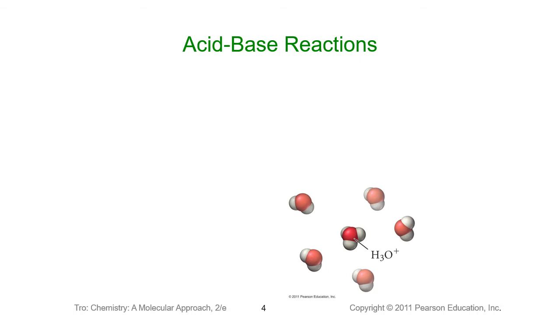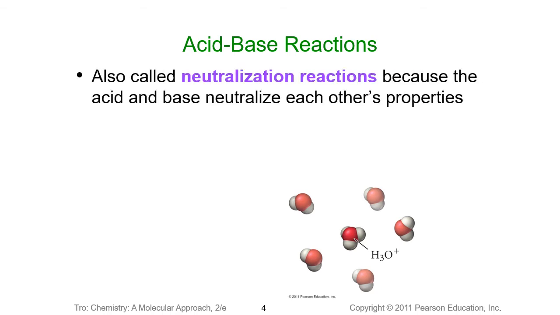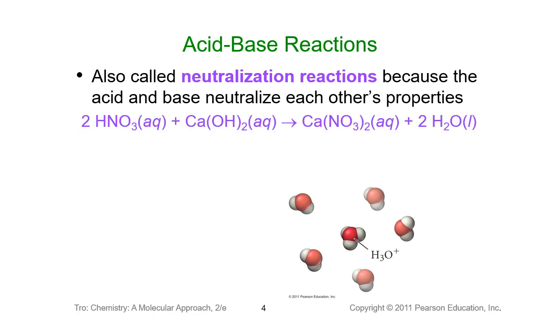Acid-base reactions are a special type of chemical reaction. They can also be called neutralization reactions because the acid and the base properties neutralize each other to form water. Here's an example. We know it's an acid-base reaction because it starts with H, and so we've got nitric acid. Our bases contain hydroxide at this point in time.